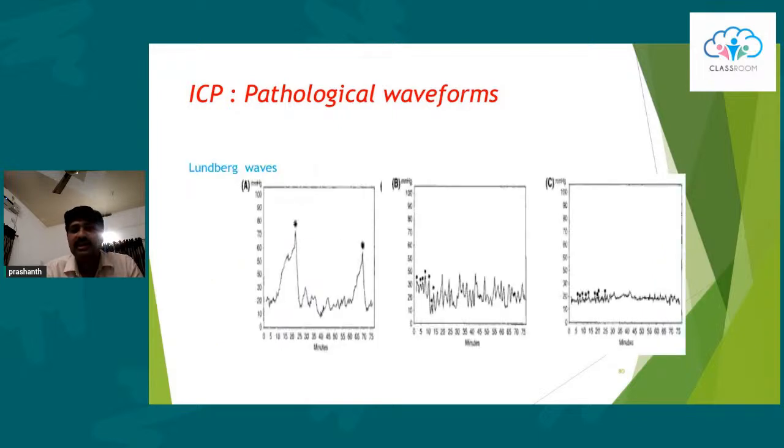So this diagram depicts the three waves. Lundberg A on the extreme left, which is the sustained elevation, very high amplitude, lasting for a longer time. And then the B wave. So here A and B may be considered as similar waves with a difference in severity, with the A wave being more severe.